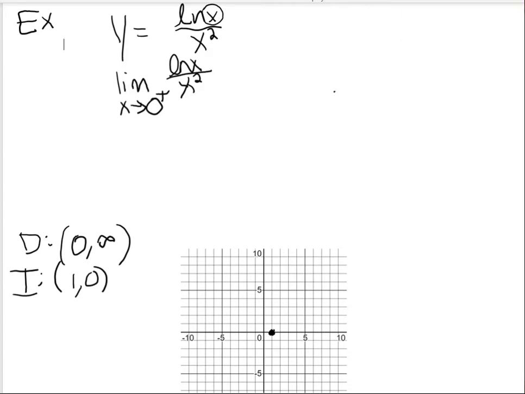Another way of doing this, though, is if you can remember, when you have natural log of x, the limit as x goes to 0 from the right, you know that that's going to give you negative infinity. And the limit as x goes to 0 from the right of x squared is 0. And this thing is just negative infinity.